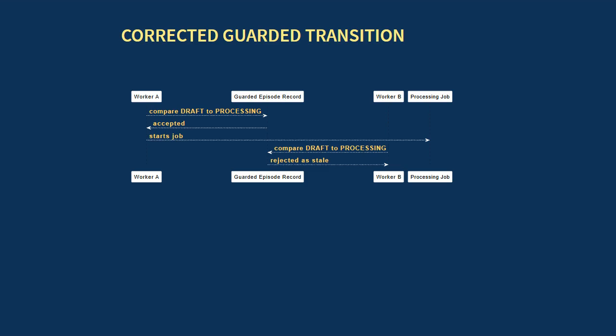Here worker A attempts draft to processing and is accepted. Worker B attempts the same transition with a stale expectation and is rejected. Is the important part that B fails? The important part is that B fails visibly and safely. The rejected transition proves the invariant was enforced instead of allowing duplicate work.